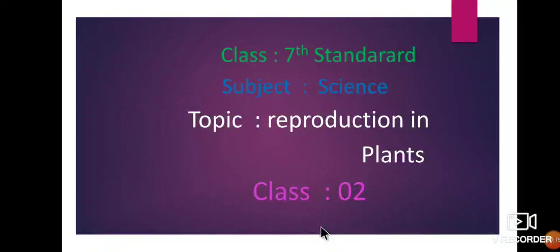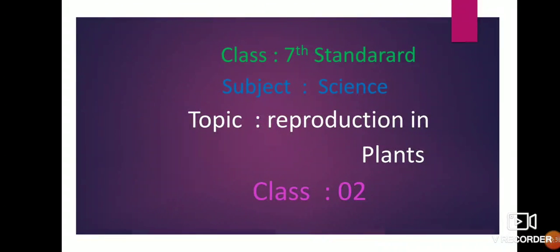Today's will be class 2. We are going to discuss many things in class 2. Before going to that, first we have to recall what we studied in the first class. That is, we studied an introduction to this chapter, along with what we mean by reproduction, and also the types of reproduction in plants.